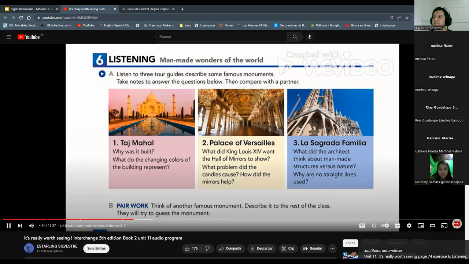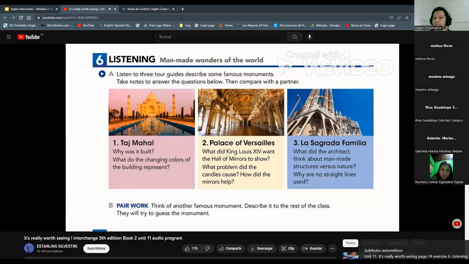1. Taj Mahal. Why was it built? What do the changing colors of the building represent? What would you do for love? Would you take 17 years to build a place to remember someone? That's what Emperor Shah Jahan did when he built the Taj Mahal. This incredible building was designed for his wife when she died. She was his third wife, but also his favorite. The colors of the building change with the time of day, and they say that the different colors represent the different moods of women. So, ladies, you can change your mood 3 times a day, and it's accepted.